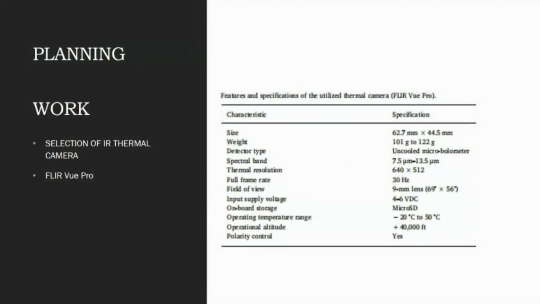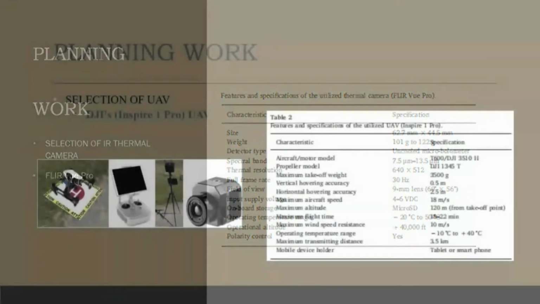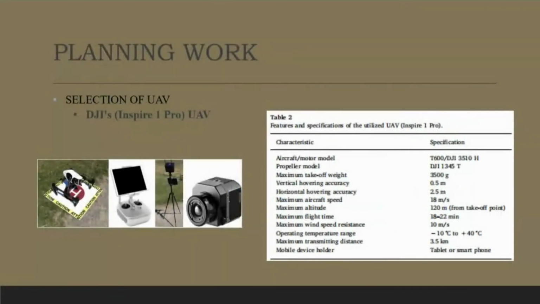So for planning work, first of all, the selection of equipment. For the UAV, we chose an IR thermal camera, which is the FLIR Vue Pro, and we can see in the table shown in this slide the characteristics of the IR thermal camera. Next, we go to the selection of the drone, which is the DJI Inspire 1 Pro. We can also see its characteristics in the table beside.